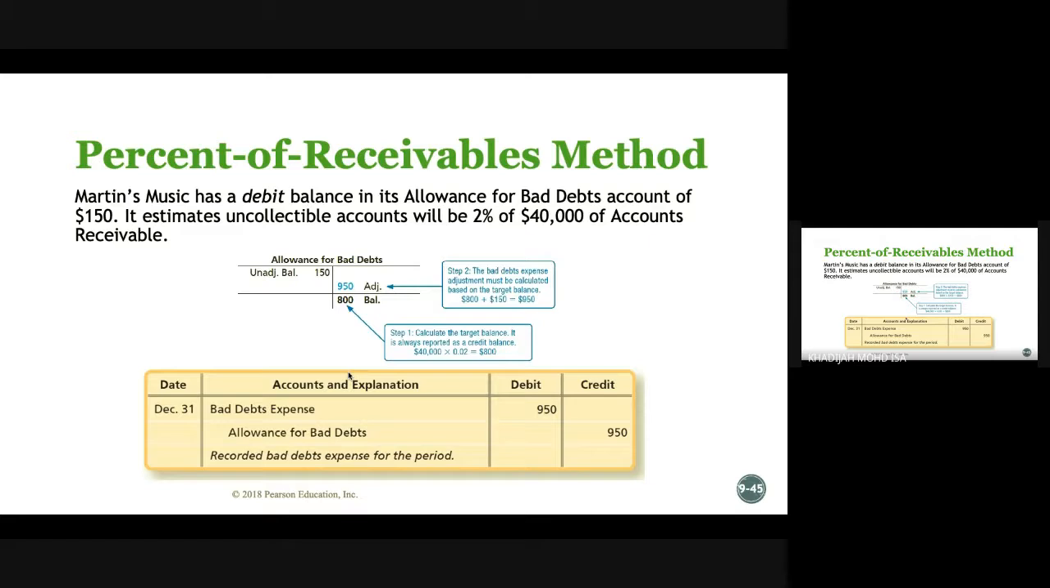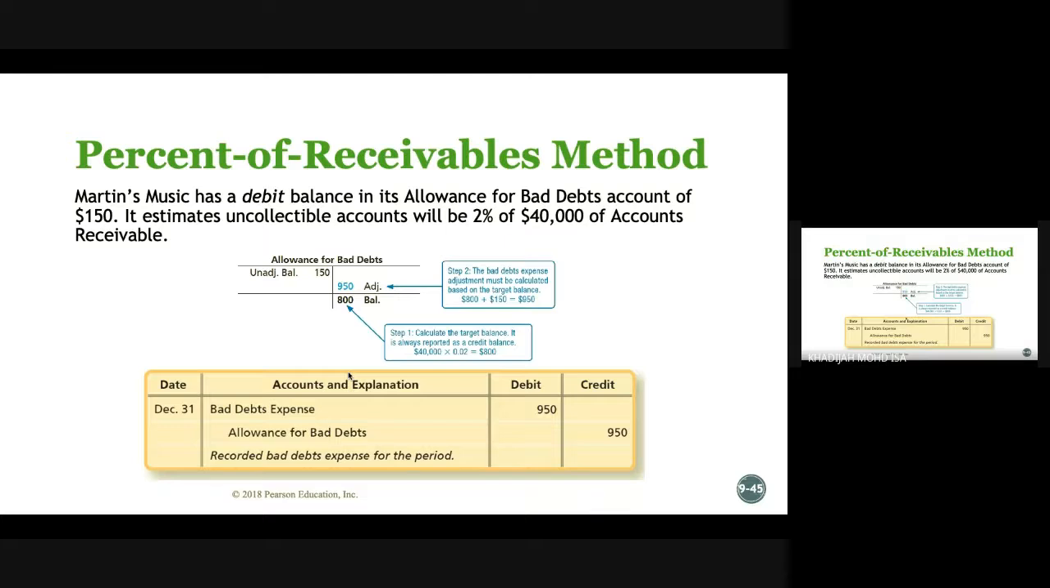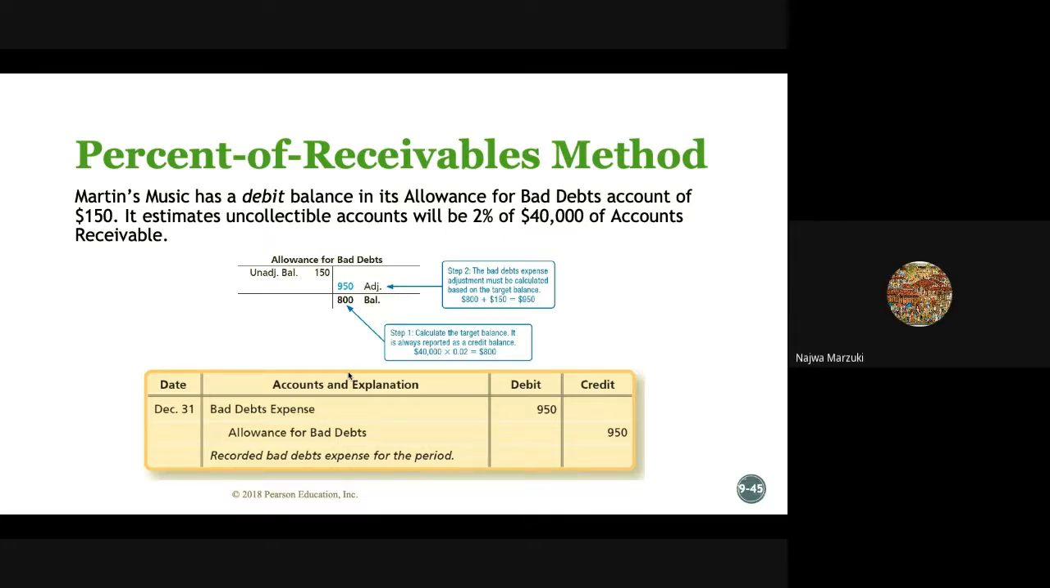$950 minus 150, you get 800. So the balancing figure is 950 instead of the 650. Okay, do you know how to get the 950? Is that because of allowance for bad debt? Yeah, because allowance initially you already have 150 and you want to have a closing of 800.